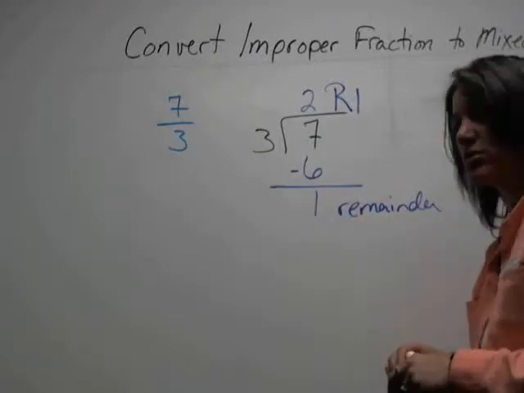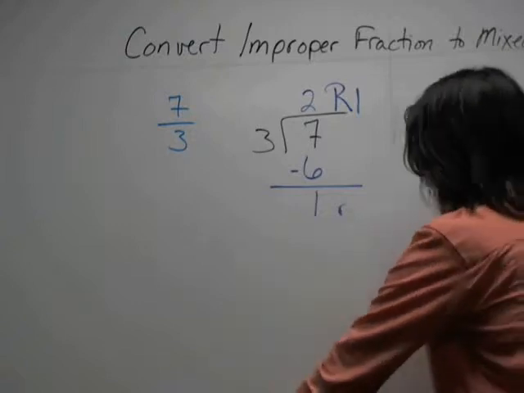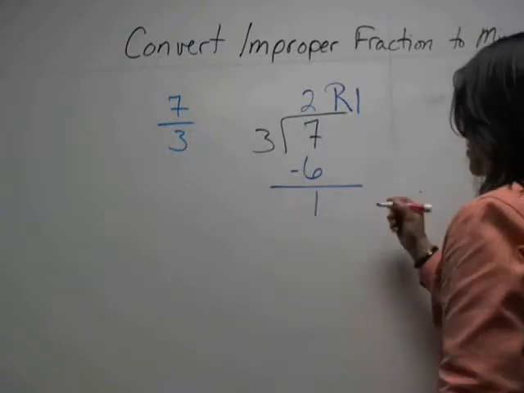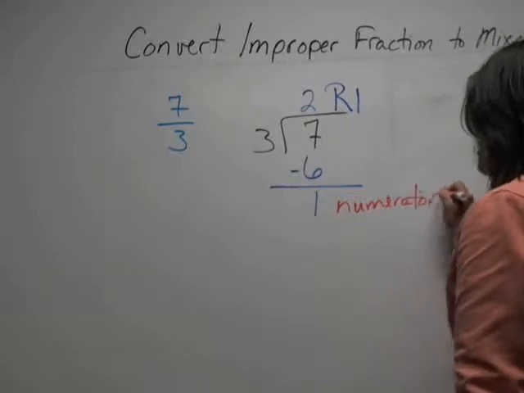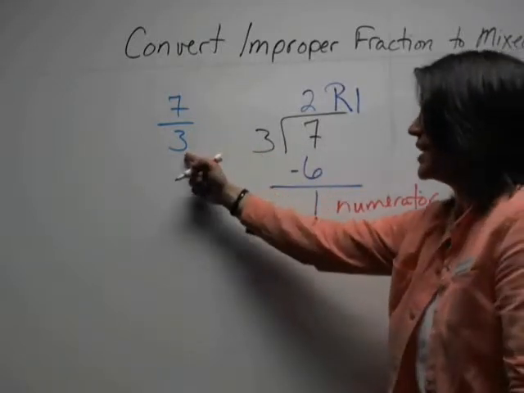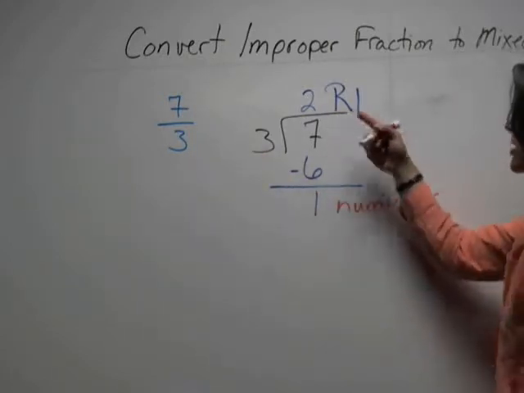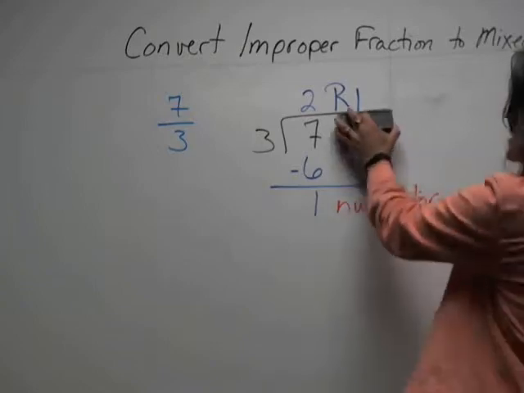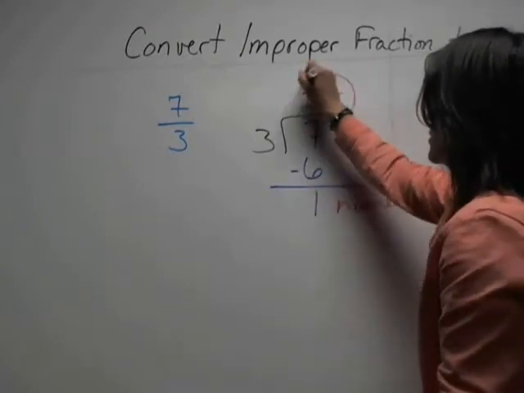So the remainder becomes the numerator of the proper fraction. And the denominator stays the same just as it did the other way. So 2 big R1 really is 2 1/3.